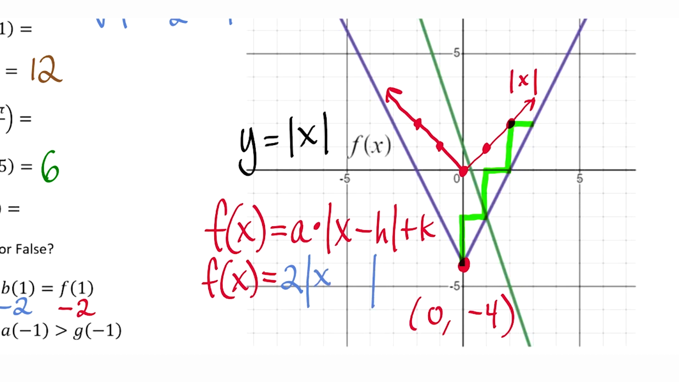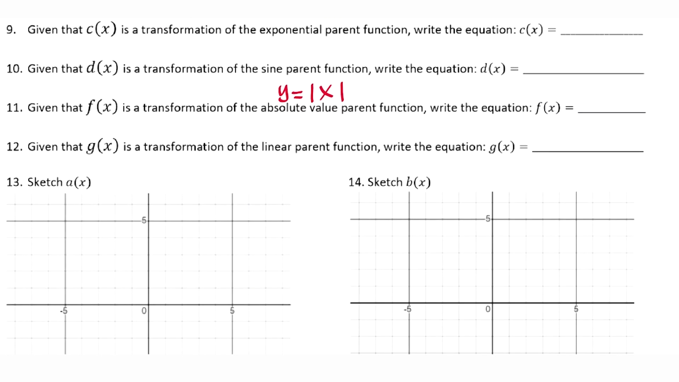Now, from 0 to 0, which is the vertex of the parent graph, our function didn't move left or right, so this would be minus 0. And the k value is the vertical shift, and since it dropped by a value of 4, it would be minus 4. So another way you can write this would just be 2 absolute value of x minus 4. That would be our function f of x. So number 11 would be 2 absolute value of x minus 4.